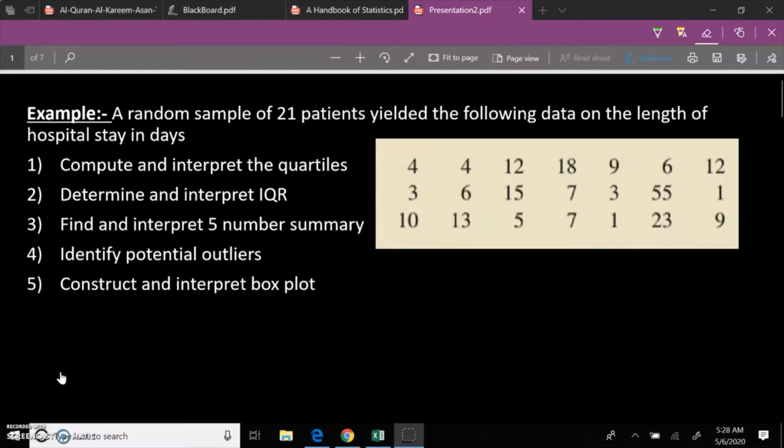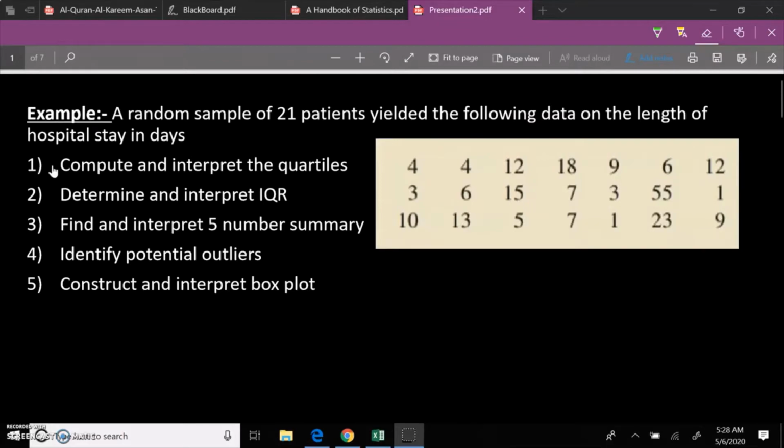A random sample of 21 patients yielded the following data on the length of the hospital stay in days. You're given this data in this table, but you are asked to compute and interpret the quartiles, determine and interpret the IQR, which is the interquartile range, find and interpret the 5-number summary, identify potential outliers, and construct and interpret the box plot.